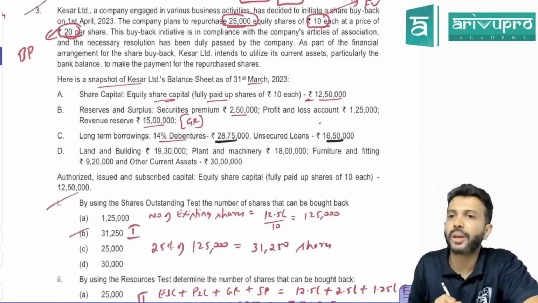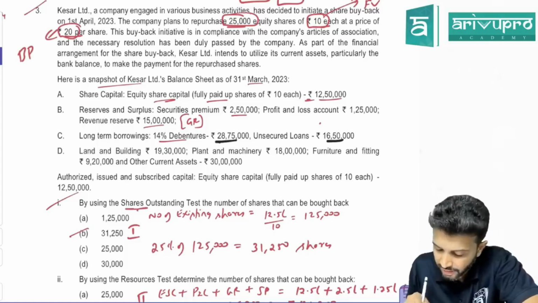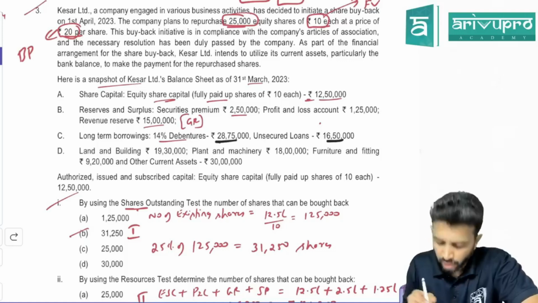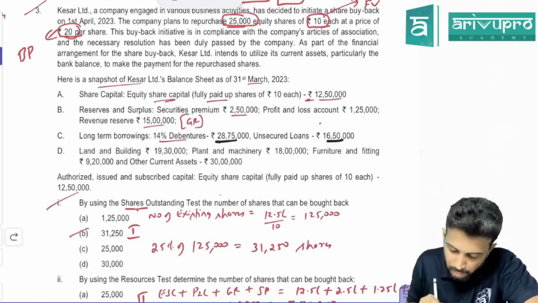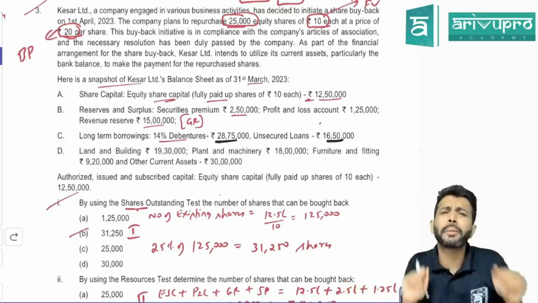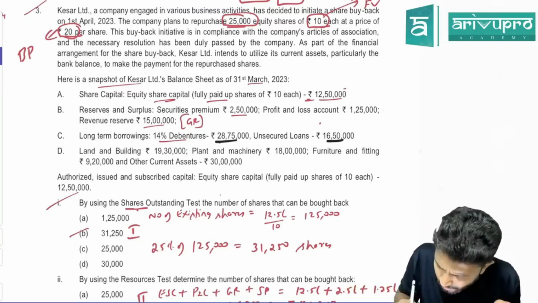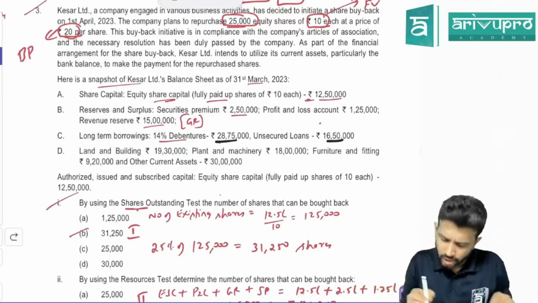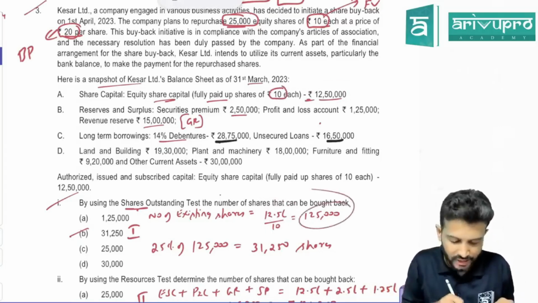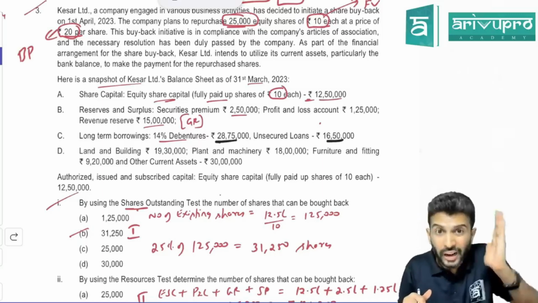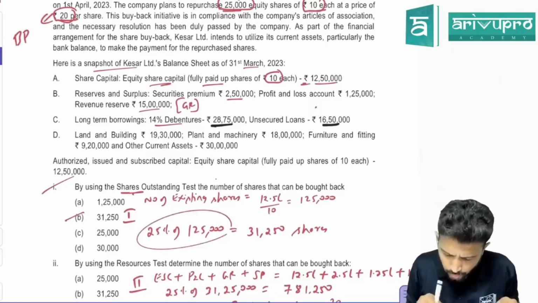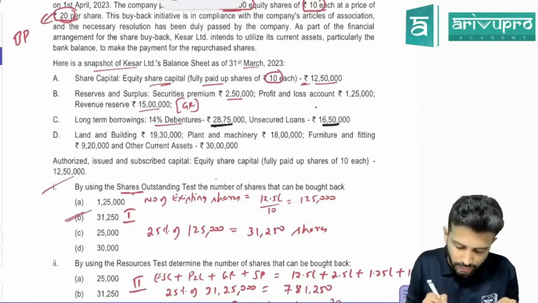What are they first asking? Look at the first question. By using share outstanding test, calculate the number of shares bought back. New thing for us, or we know this? We know this. What does our share outstanding test say? How many ever shares you have, 25% of the maximum you can buy back. This 12,50,000 is the number of shares or share capital? It is share capital. Each share's face value is how much? 10. So divide by 10. How many shares does the company have? 1,25,000. Entire you can cancel or only 25%? So calculate 25% of 125, how much? 31,250. Select B, right option.